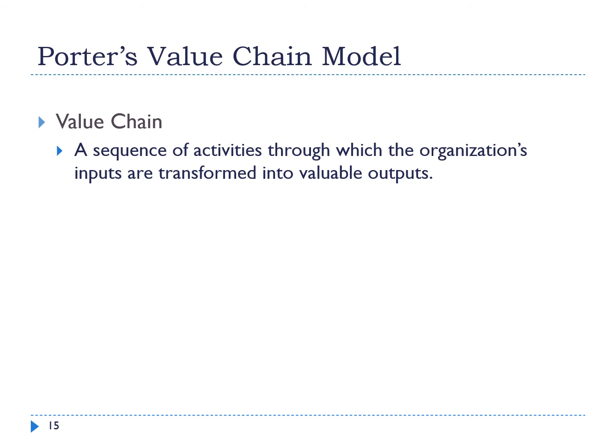Organizations use Porter's competitive forces model to decide general strategies. To identify specific activities in which they can use competitive strategies, they could use a value chain model. A value chain is a sequence of activities through which the organization's inputs are transformed into valuable outputs. And the value chain model identifies points where an organization can use information technology to achieve competitive advantage.